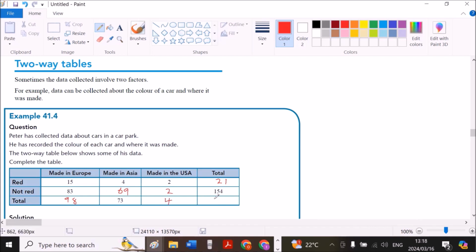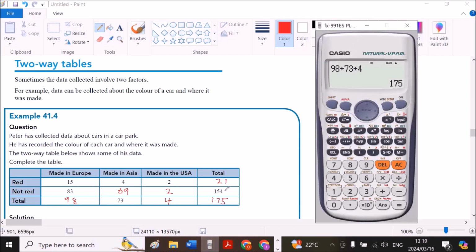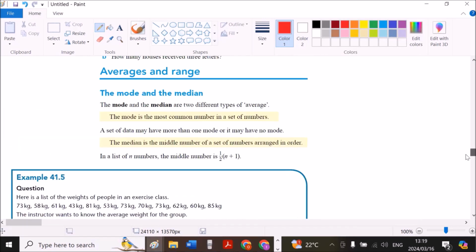For the total there, we either add these 2 or these 3, which should be the same as adding 154 and 21. And we get 174. So our table is correct because we can check with the column total and this row total.